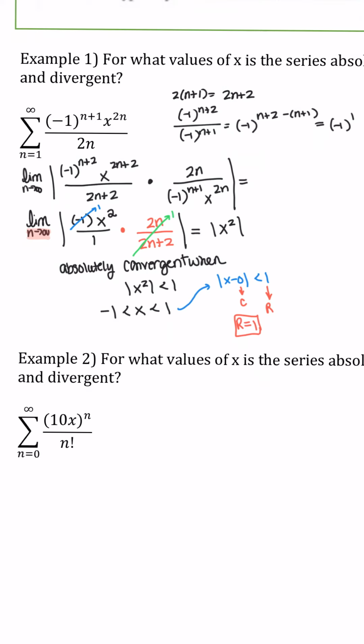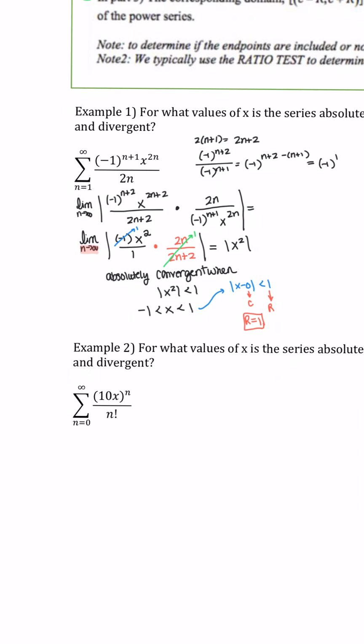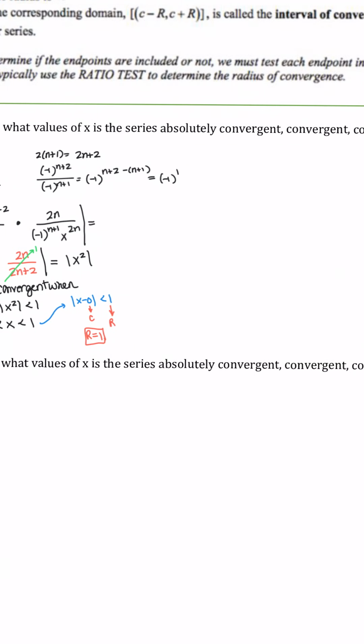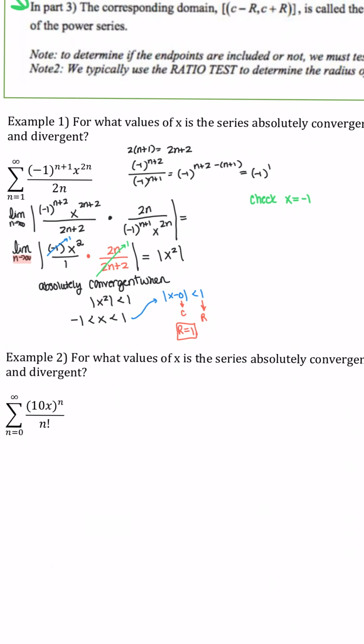So what we're going to do is we're going to check each endpoint. So let's check negative 1 first. I'm going to have to come over to the side and do that. All right, so let's check x equals negative 1. To do this, I'm just going to plug in negative 1 for x. So I go to my original series.